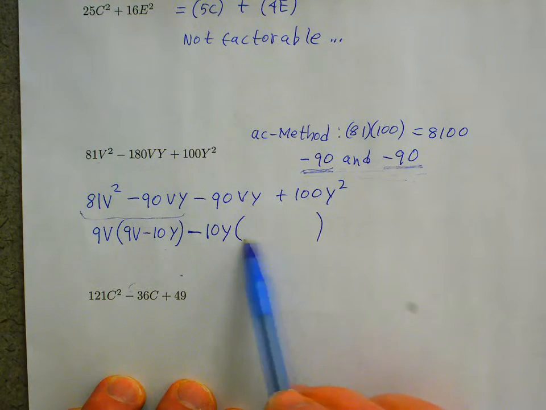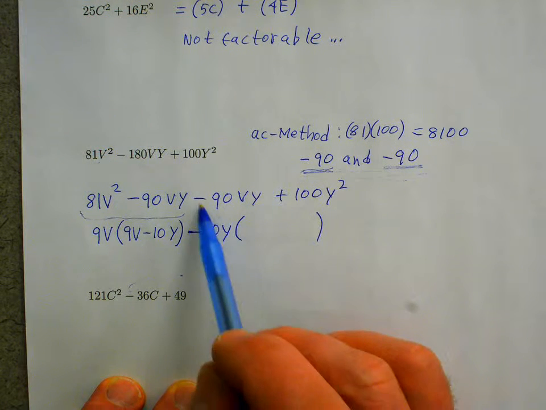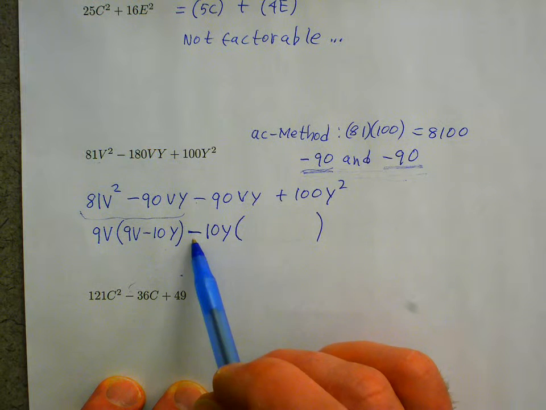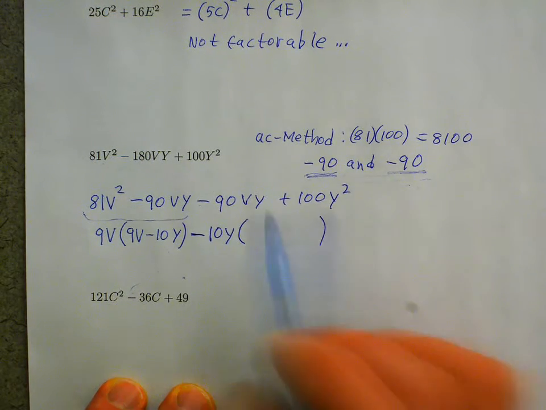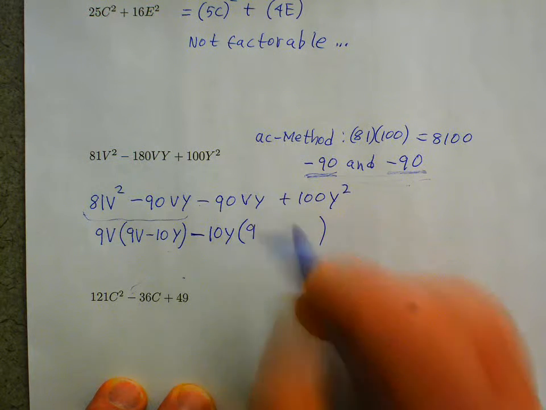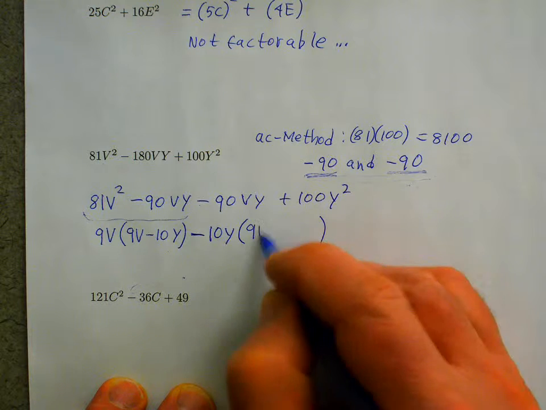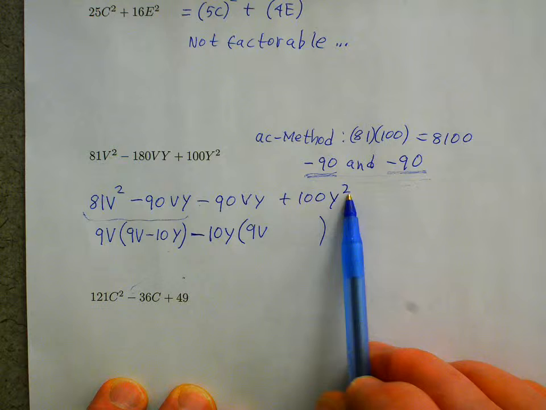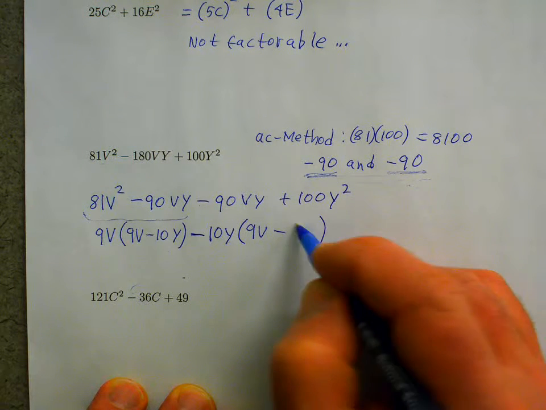And then the binomial in the parentheses can be found by dividing. First divide negative 90vy by negative 10y. So negative 90 divided by negative 10 is positive 9. vy divided by y is v. And then positive 100y to the second divided by negative 10y is minus 10y.